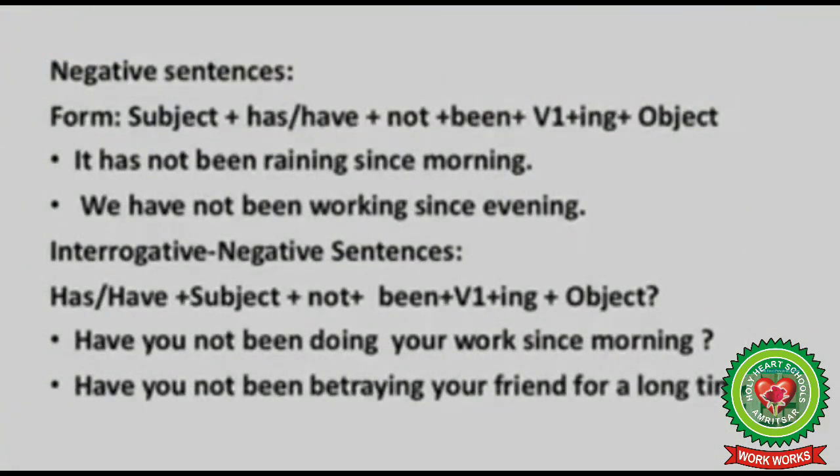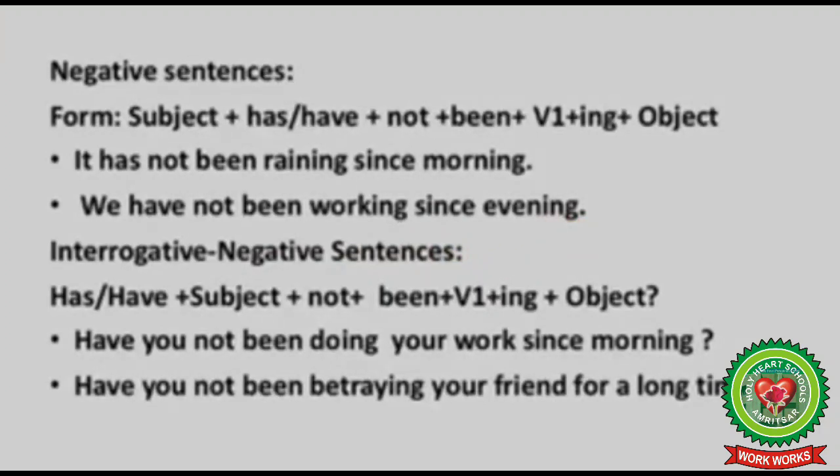So coming to negative sentences, start with subject followed by has or have plus not plus been plus first form of the verb plus ing plus object. For example, it has not been raining since morning. We have not been working since evening.